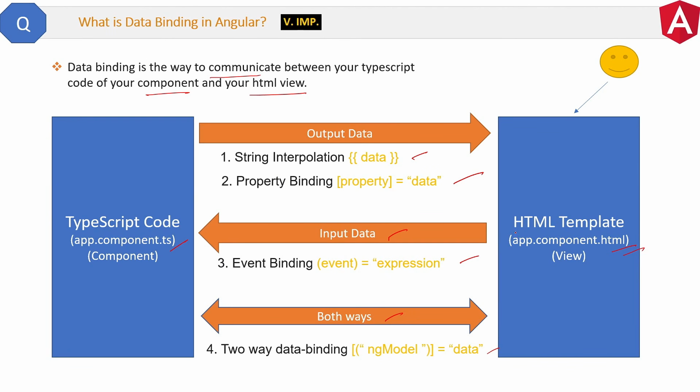One thing here: HTML template and view are the same thing. Also TypeScript code and component are the same thing. See, originally a component is a mix of HTML template, CSS and TypeScript file. But for simplification, we mostly say that this app.component.ts file is the component. So do not get confused by the name. So these are the 4 types of data binding techniques which we will discuss in upcoming questions.